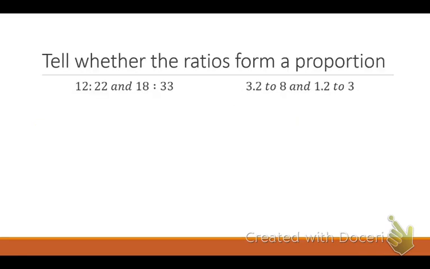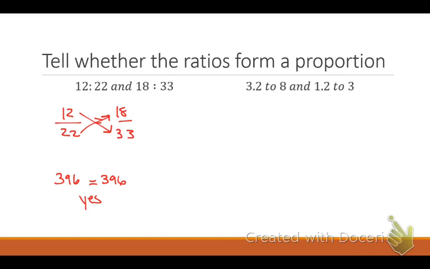Okay, so now let's tell whether or not ratios form a proportion. Let's go ahead and do both of these. Put them into fractions and set them equal to each other. Definitely want to do that cross multiplication. 12 over 22 equals 18 over 33. When you cross multiplied, what did you get? 396 equals 396. So it's yes.